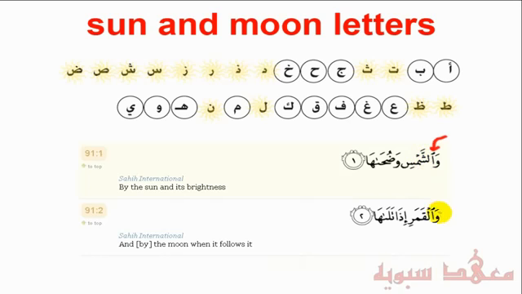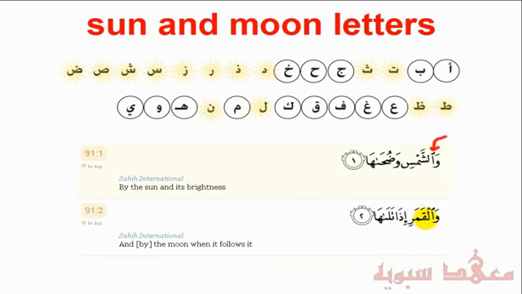Then we have wal-qamari idha talaha. Wal-qamar. See, notice the lam here has a sukoon on it. Now in the mushaf, when the lam is not pronounced, it doesn't have any sign on it. It's written, but there's no sukoon. But here it's wal-qamari idha talaha. So the qaf is from huruf al-qamariyya.